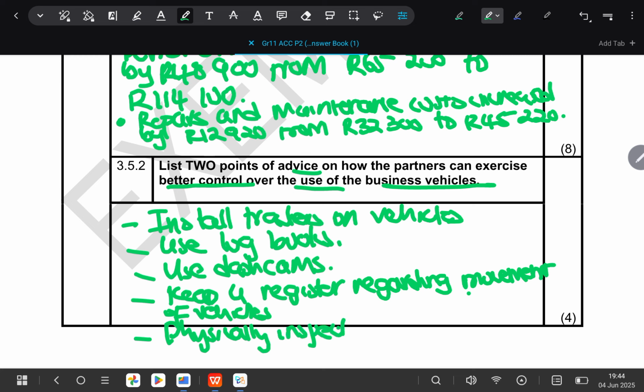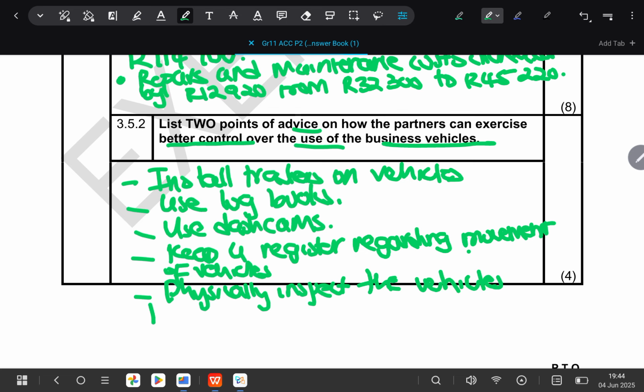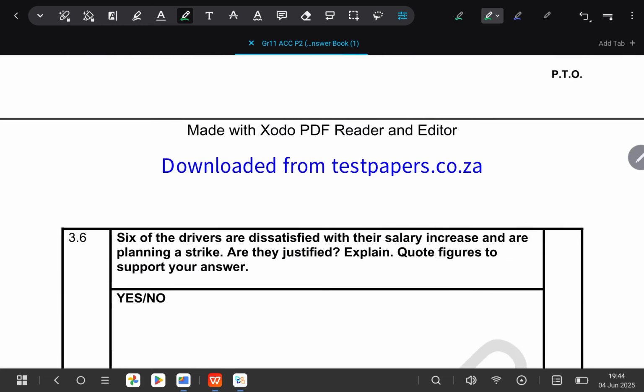And then the other thing is that they should physically inspect the vehicles before and after trips, so that they can see who's wasting petrol and all that. So you can choose any of the points, but you need to make sure that when you give those points, they are in line with what they have asked you.